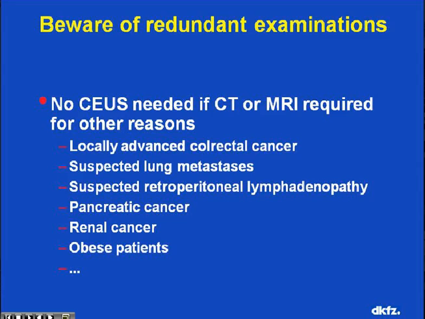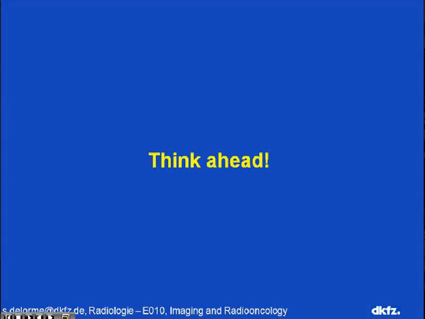Locally advanced colorectal cancer, which requires a whole abdomen CT. Suspected lung metastasis, where the patient gets a chest CT and it is easily extended over the liver. He might have retroperitoneal lymphadenopathy, which has to be cleared with CT, or other cancers, which will be talked about during the next minute. So there is a very simple method of cutting costs, and this is, please, just think ahead. Thanks.